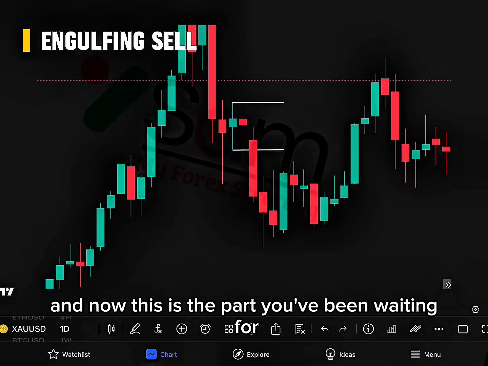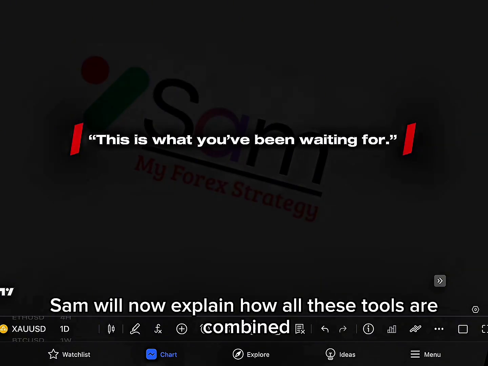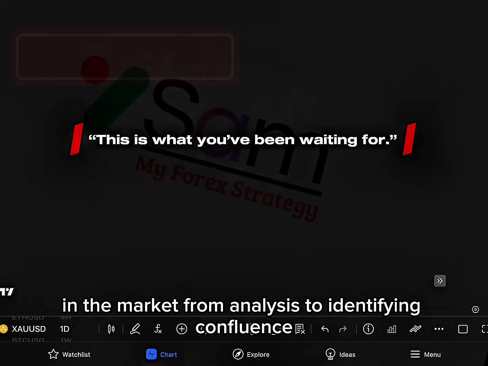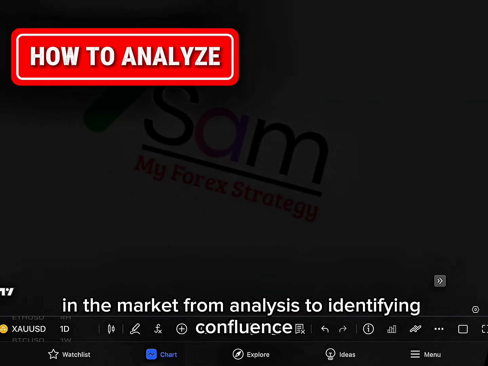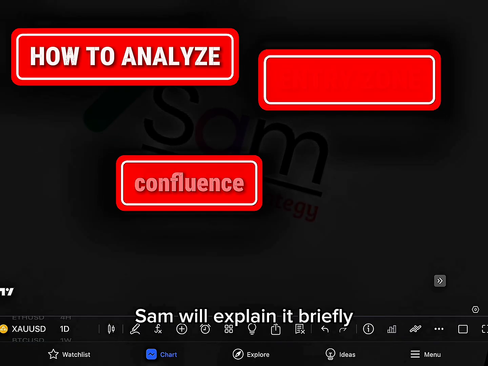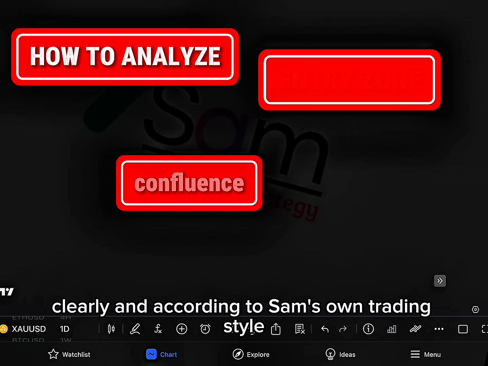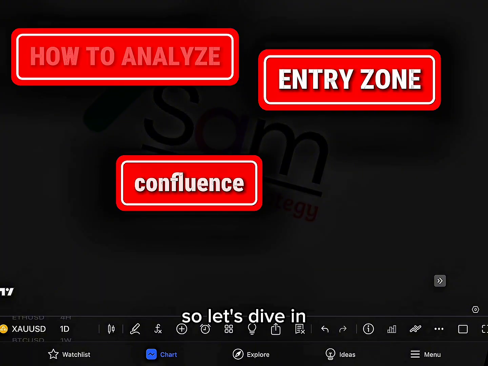And now, this is the part you've been waiting for. Sam will now explain how all these tools are combined in the market, from analysis to identifying confluence and finding an entry zone. Sam will explain it briefly, clearly, and according to Sam's own trading style. So, let's dive in.